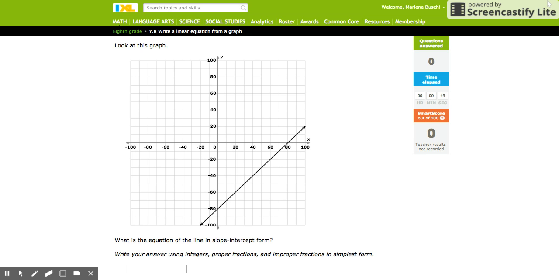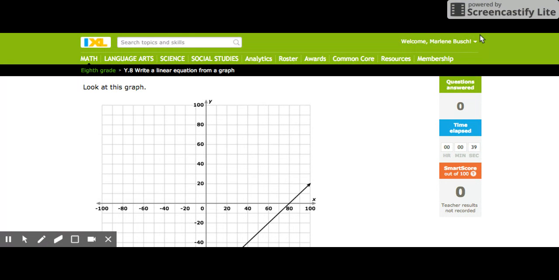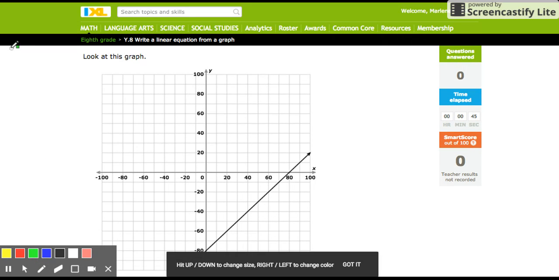So today, this is just going to be some review from yesterday so that you guys get more practice. I'm going to begin with writing a linear equation from a graph. So if you remember, a linear equation is written in the form y equals mx plus b.